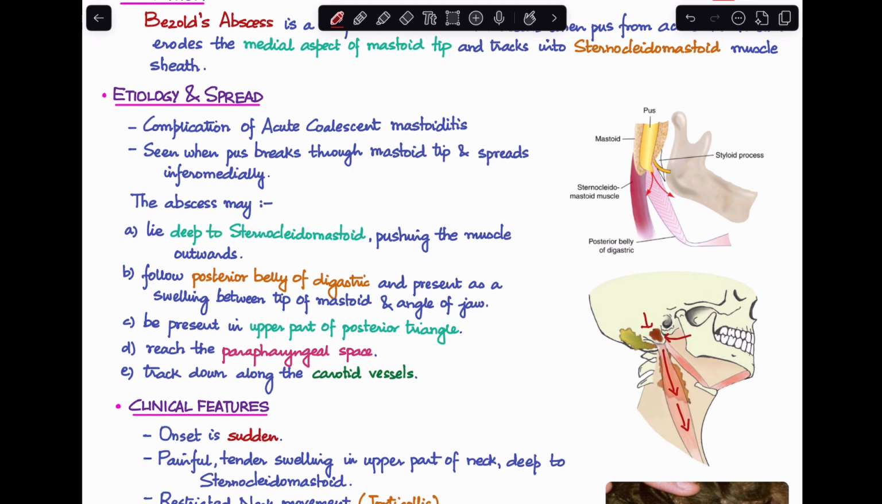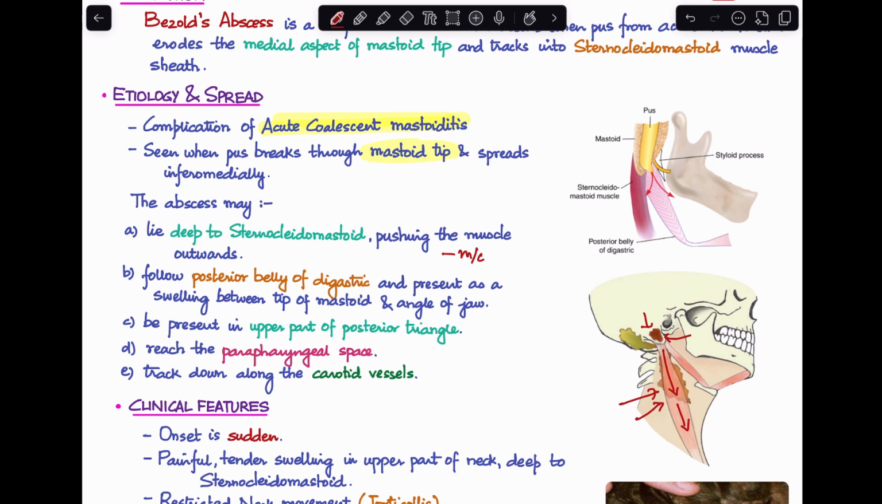So, coming to etiology of it, it is usually a complication of acute coalescent mastoiditis and seen when the pus breaks through the mastoid tip and starts to spread inferomedially. Next, what are the possible pathways of spread over here? So, first of all, the most common one over here is it can lie deep to the sternomastoid muscle, pushing the muscle outwards. This is the most common pathway of spread and the most common presentation you will be seeing here.